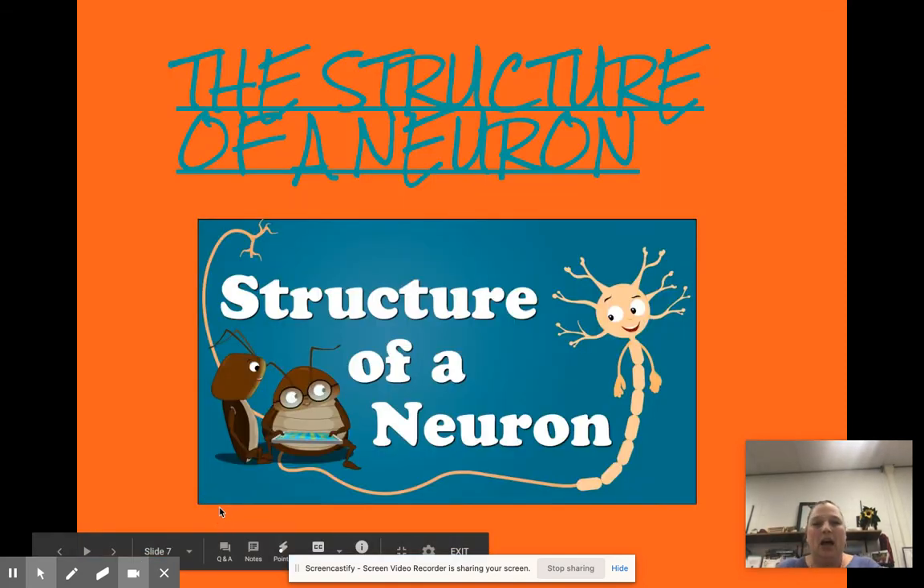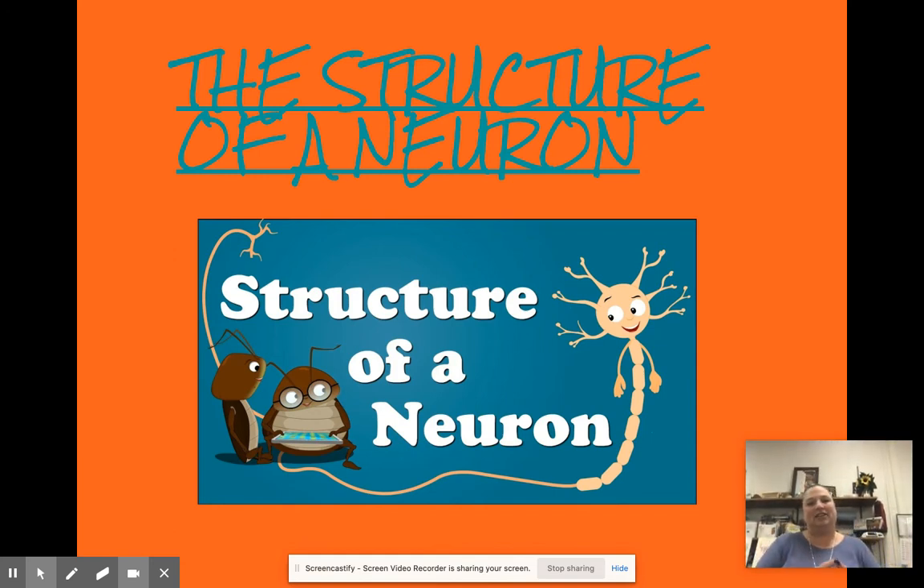Alrighty, on to the structure of a neuron. I know it sounds kind of silly, but this is actually a very easy video on YouTube that talks about the structure of a neuron. If you can find that, I would recommend that you watch it. It basically just shows how the neuron sends the signal one way, and it goes from neuron to neuron and passes on. Okay?